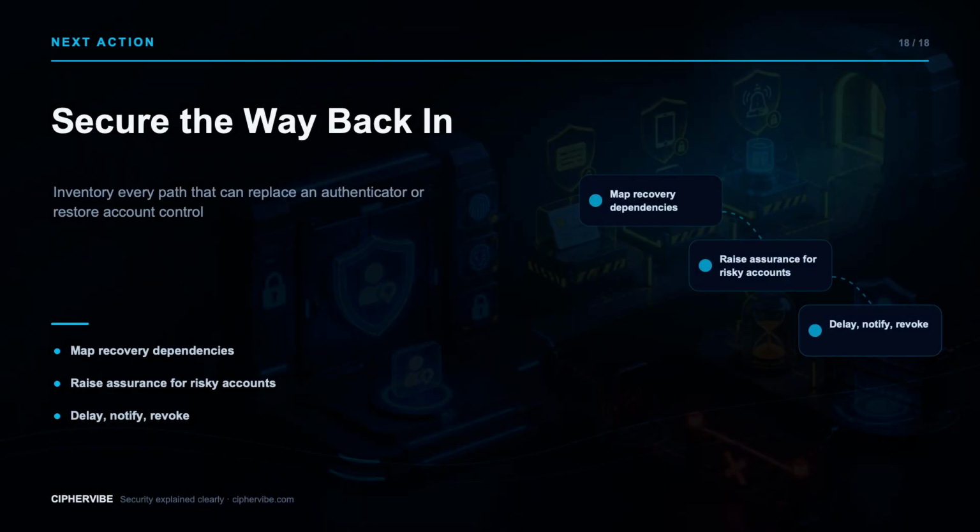This week, diagram every path that can reset a password, replace MFA, add a passkey, or restore a locked account. Identify the weakest evidence and shared dependencies. Then add independent proof, throttling, trusted notification, cooling off controls, and post-recovery revocation. Your front door is only as strong as the way back in.